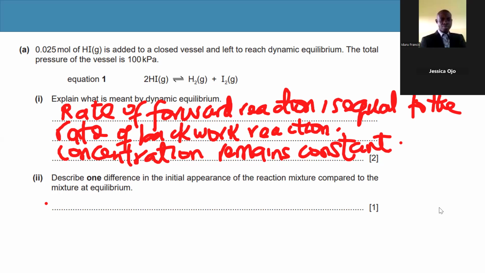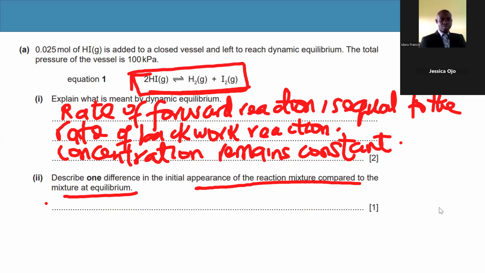Describe one difference in the initial appearance of the reaction mixture compared to the mixture at equilibrium. You look at this initial. One difference in the initial appearance of the mixture compared to the mixture at equilibrium. What does initial look like? I think it's more purple in the reaction mixture. It is purple, like the color.